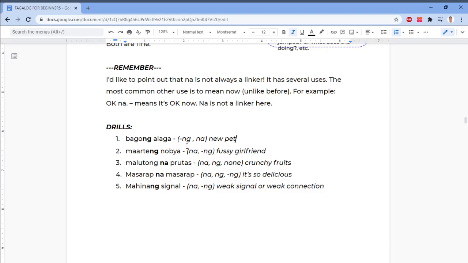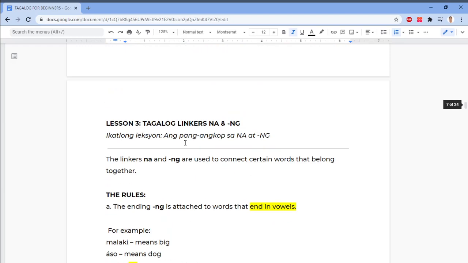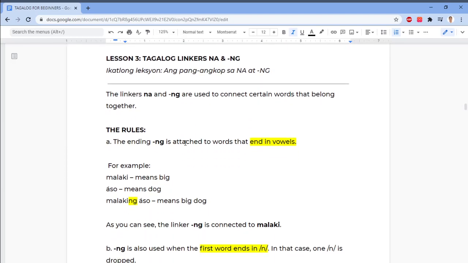So this is the end of the lesson on the Tagalog linkers na and the suffix ng. Don't worry about it. I have indicated a link for your guide, the handout, below this video.